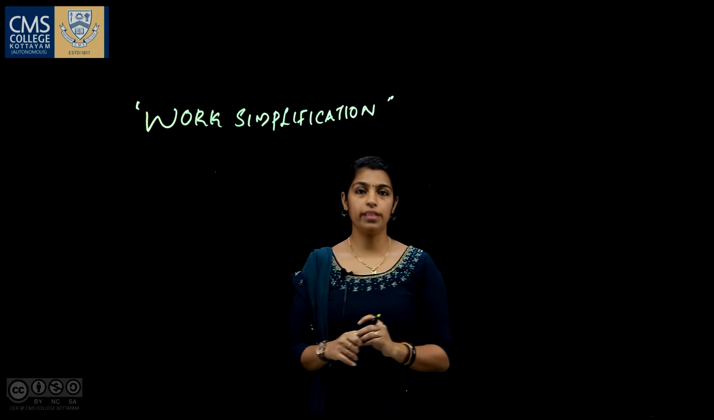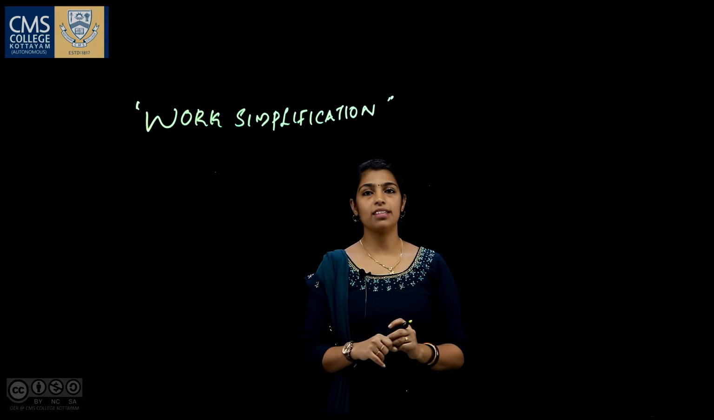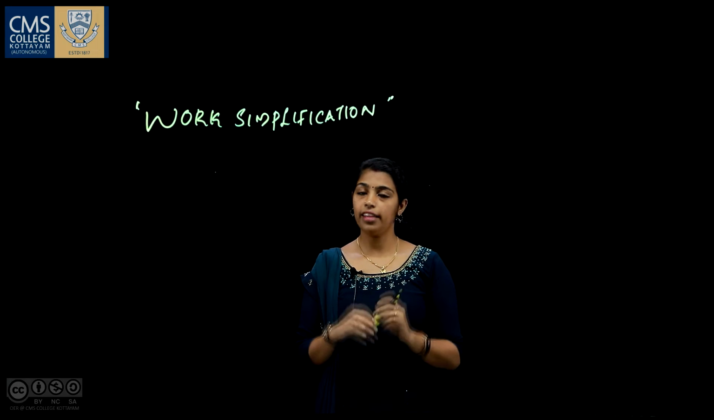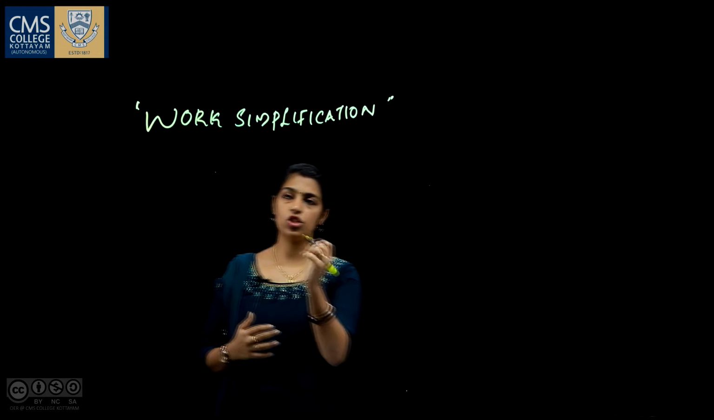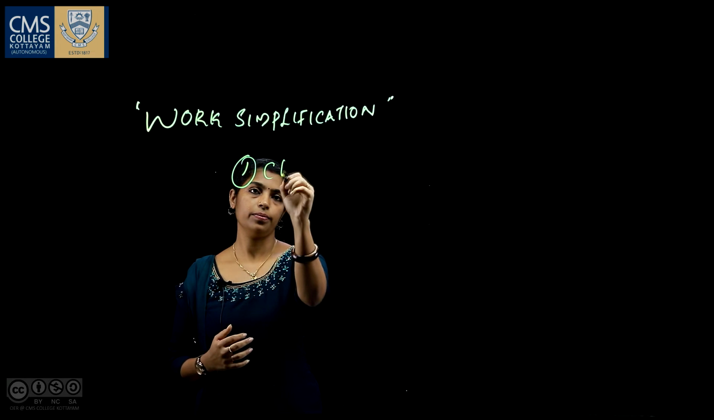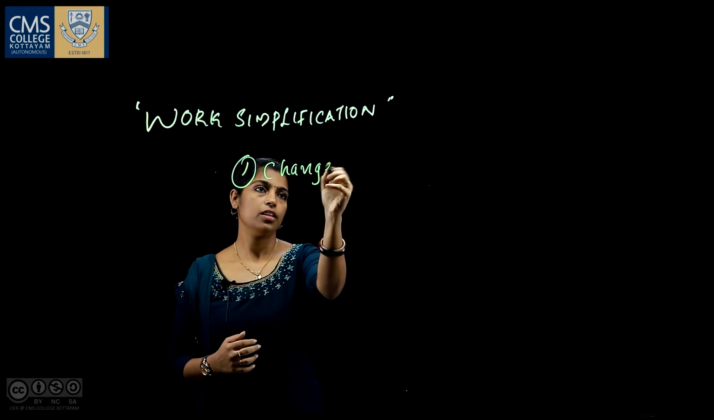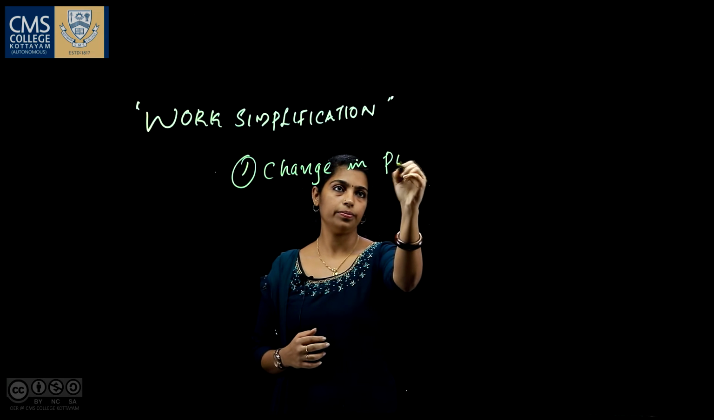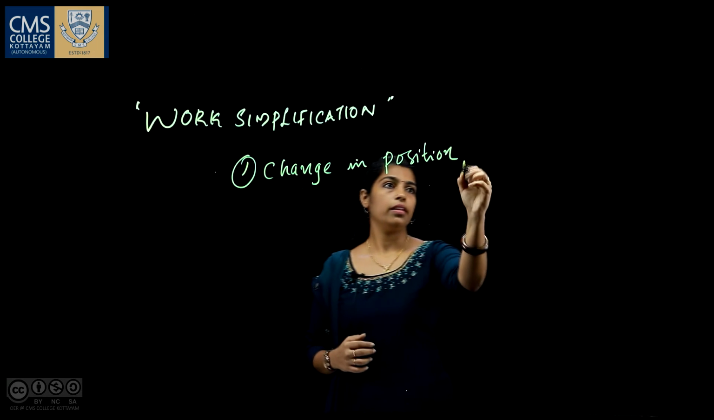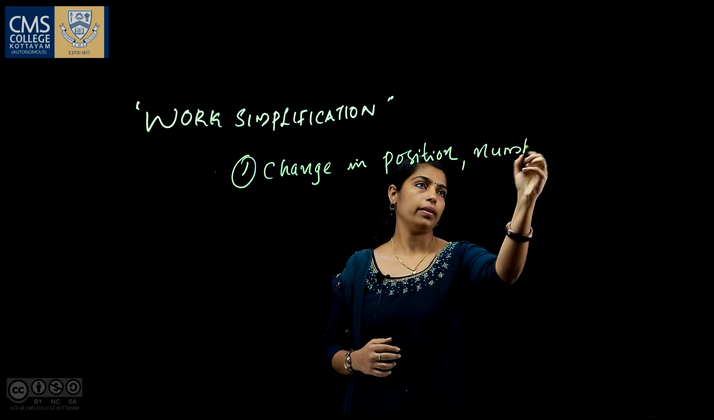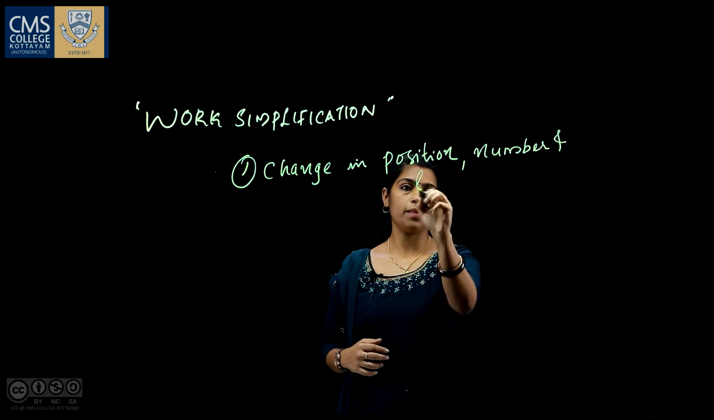Now, we will move on to the next topic, that is Mundel's classification of motion. There are 5 levels of classification. Now, we will see each level. First is change in position, number and types of motion.